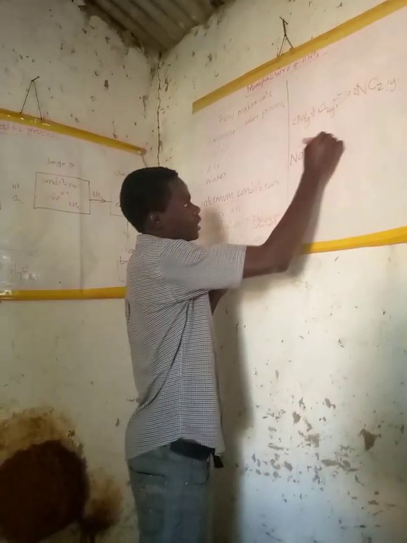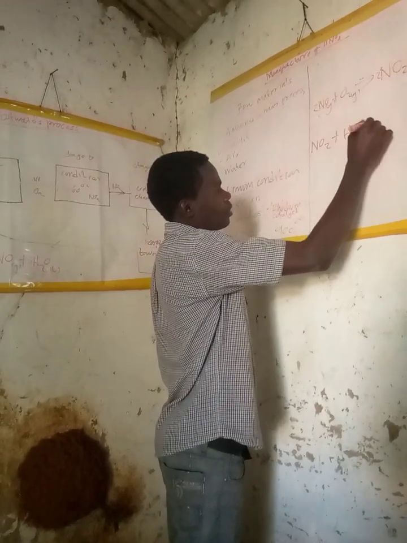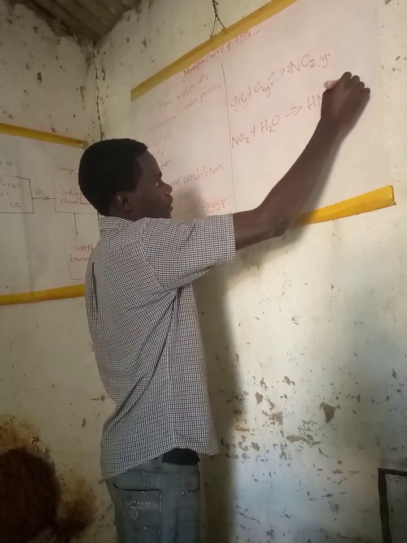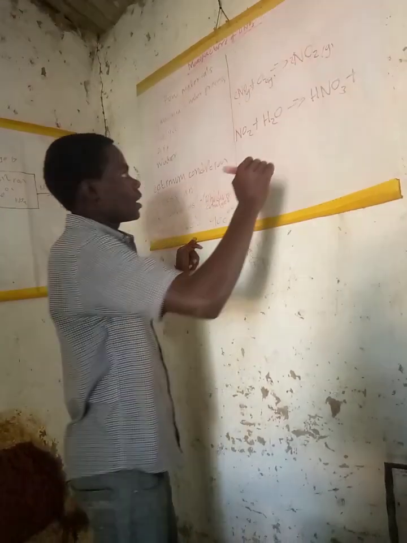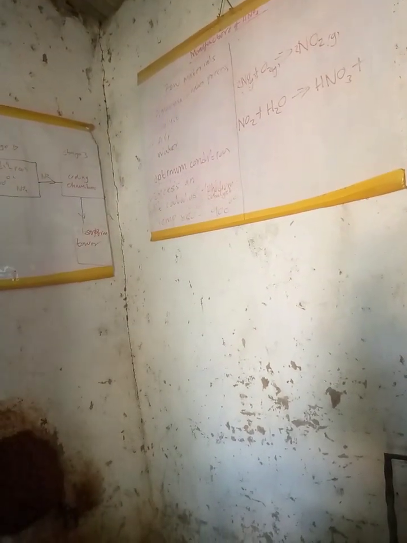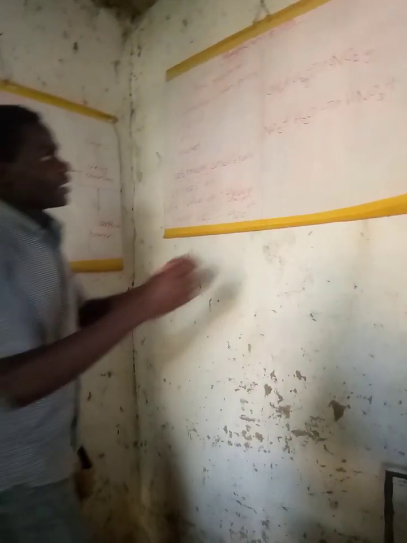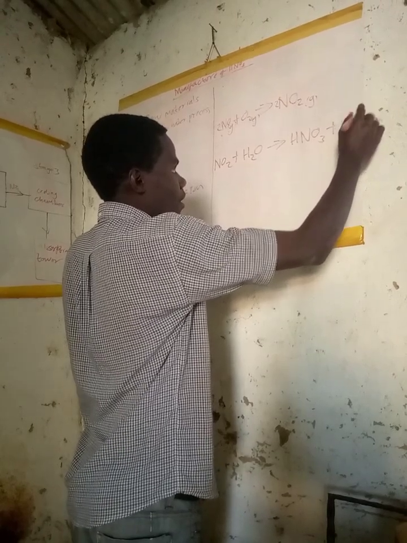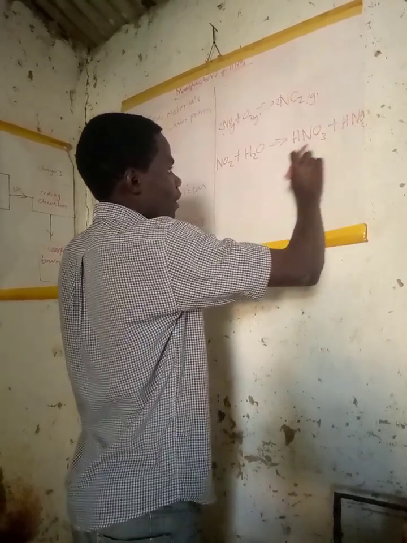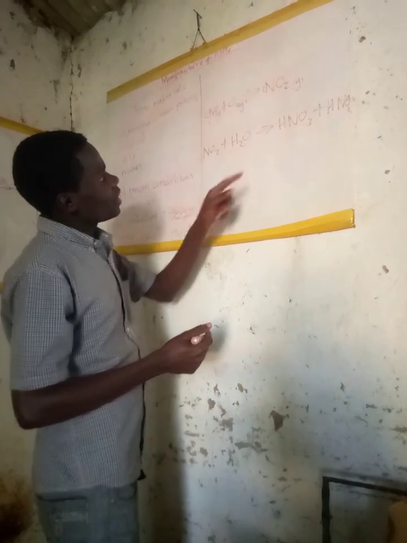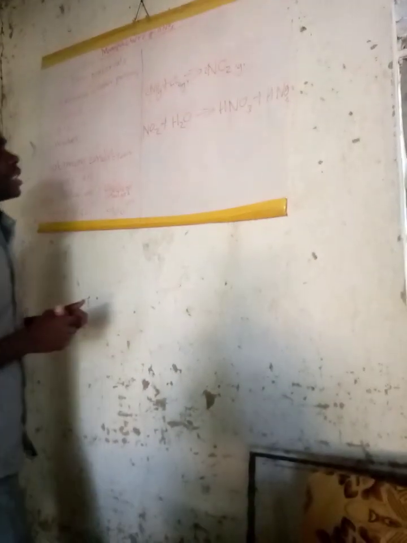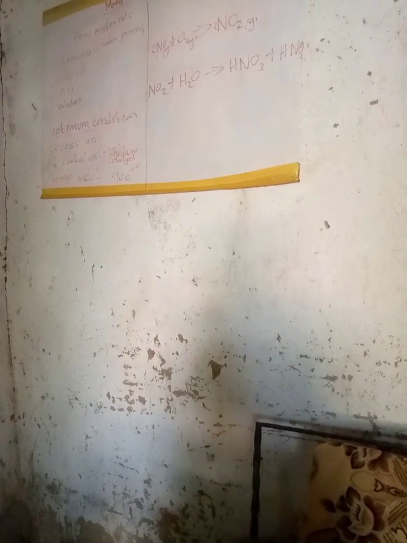Nitrogen oxide plus H2O to form nitric acid and nitrous acid. This is the formula of nitrous acid. The difference between nitric acid and nitrous acid: nitric acid has 3 oxygen, while nitrous acid has 2 oxygen.